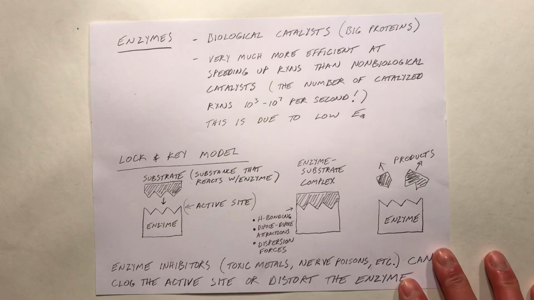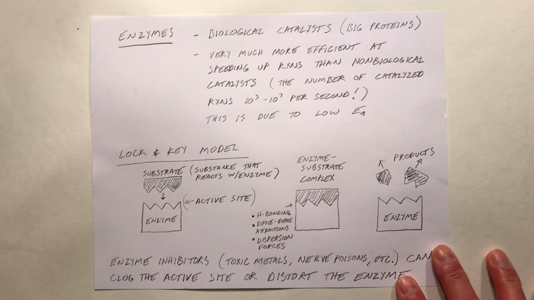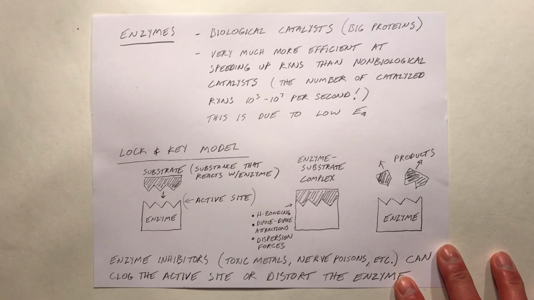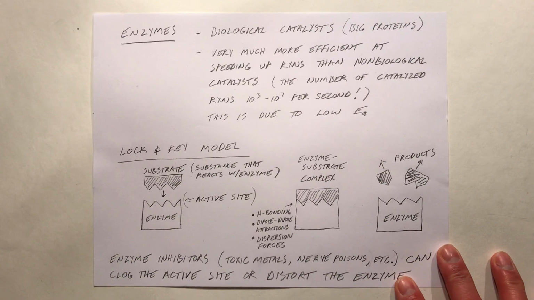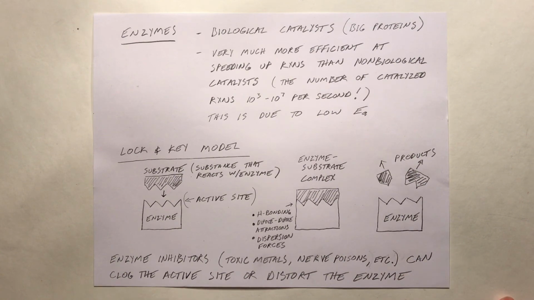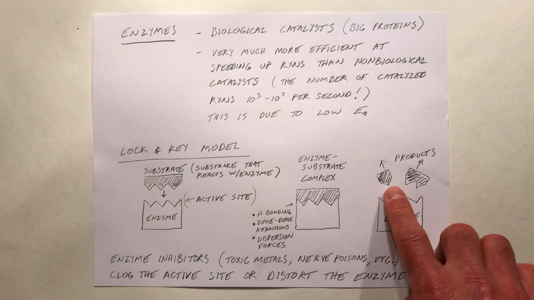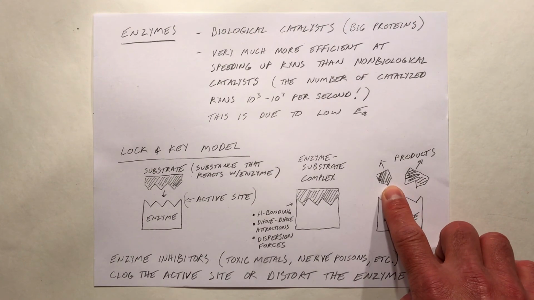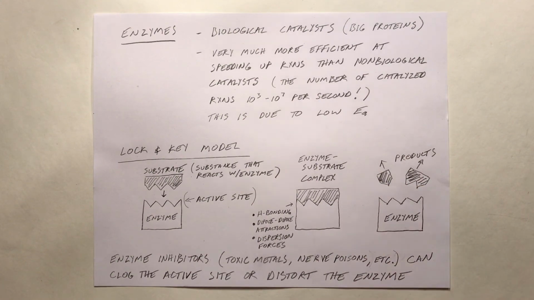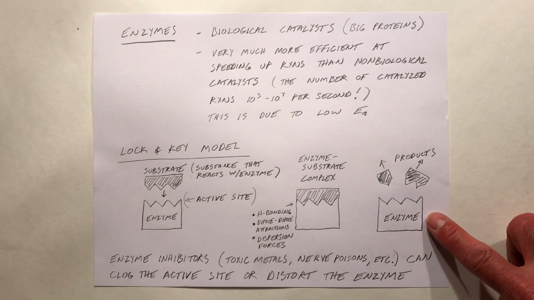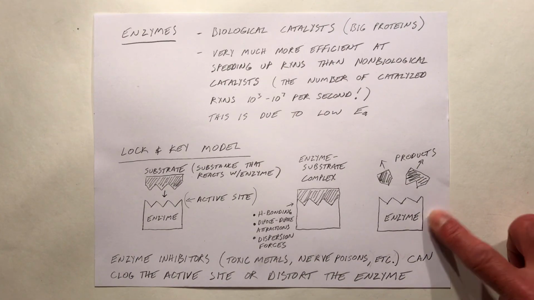Now there are several different things that can happen here to facilitate the reaction of that substrate. We're not going to get into all the different ways that enzymes can operate, but what will happen is that after the substrate forms, the enzyme will facilitate the reaction of that substrate, and it will be released as two different products. And the enzyme will be present again to react with another substrate molecule.